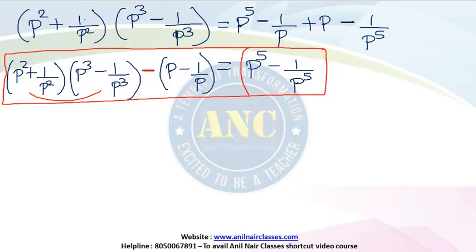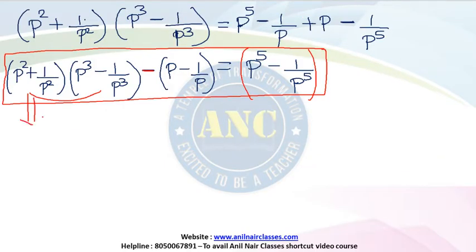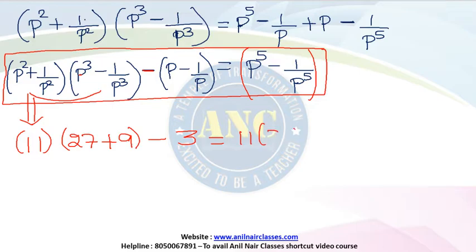Now this value I need to find, and I know that the p minus 1 by p value is 3. So p square plus 1 by p square value will be 3 square plus 2, 9 plus 2, 11. p cube minus 1 by p cube value will be 3 cube plus 3 into 3, so it is 9. 3 cube is 27 plus 3 into 3 into 3 is 9, minus the p minus 1 by p value, which is known to us as 3. So the final answer for this question is 11 into 36 minus 3.